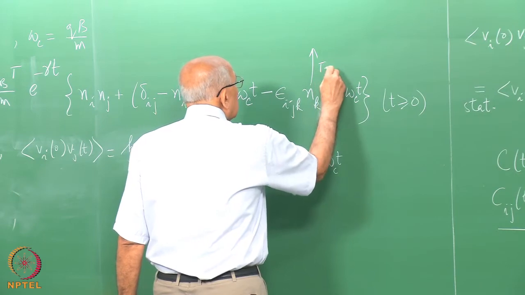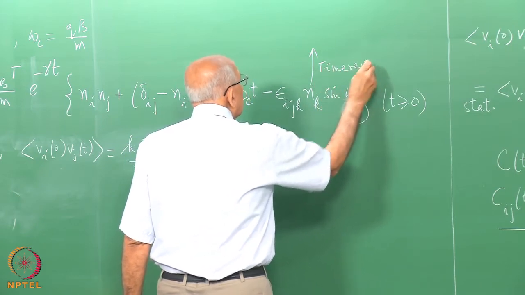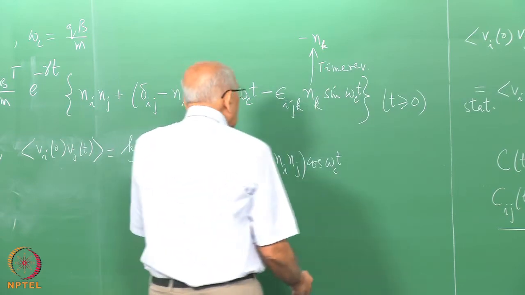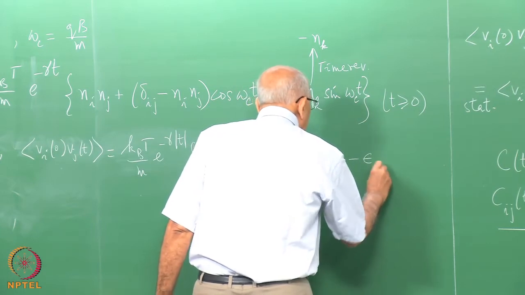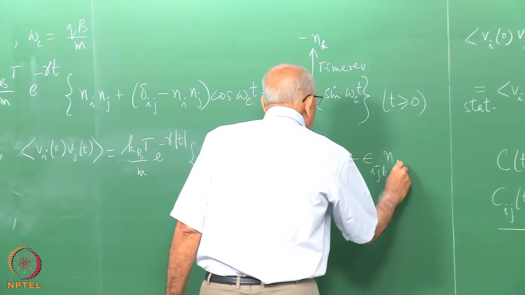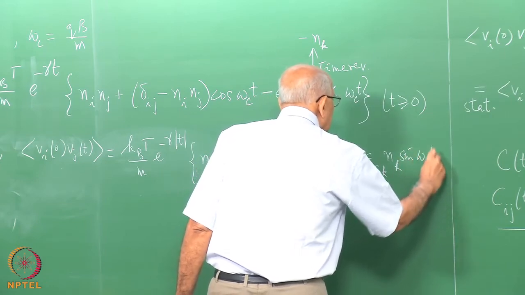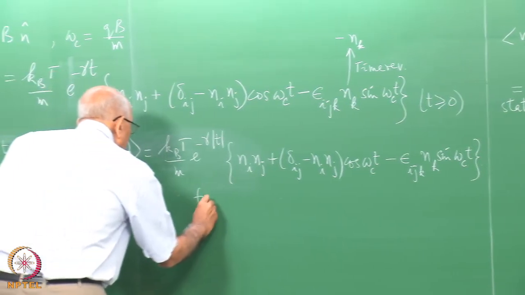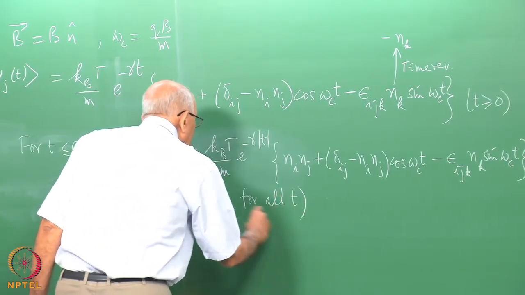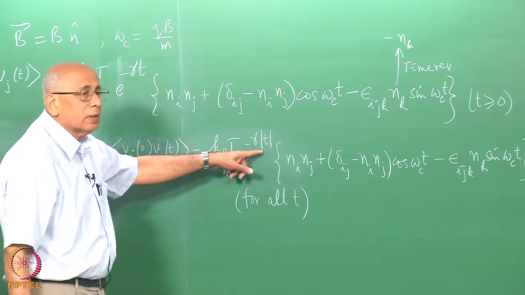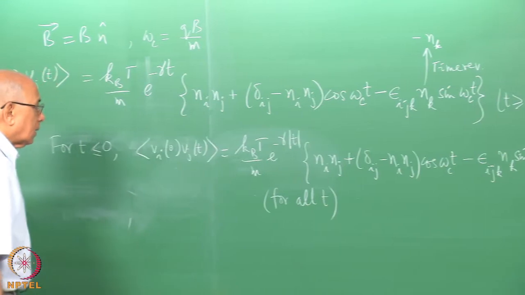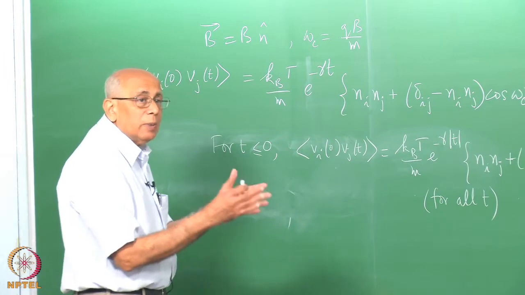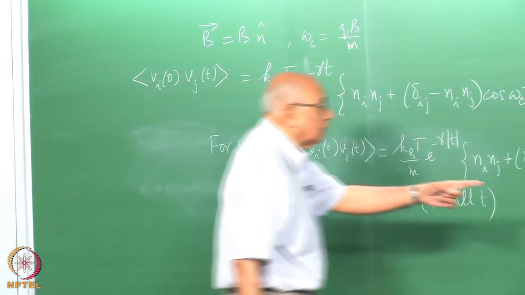So under time reversal, n_k goes to minus n_k. So this term remains minus epsilon_ijk n_k sin omega_c t. And this expression is true for all t. We have taken care of this here for negative t. So that is the exact expression for the correlation function for all t. And now you can verify explicitly that this property is satisfied.